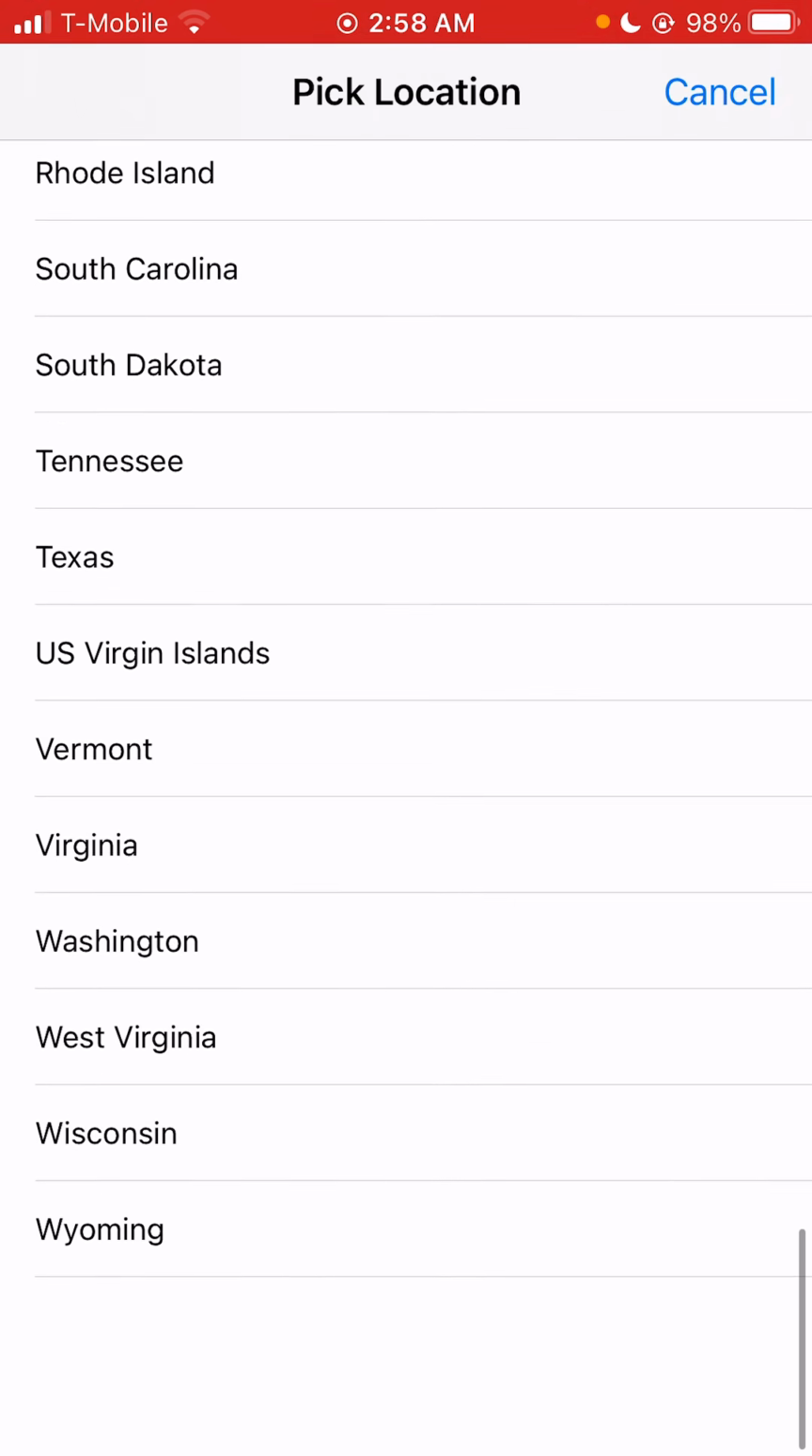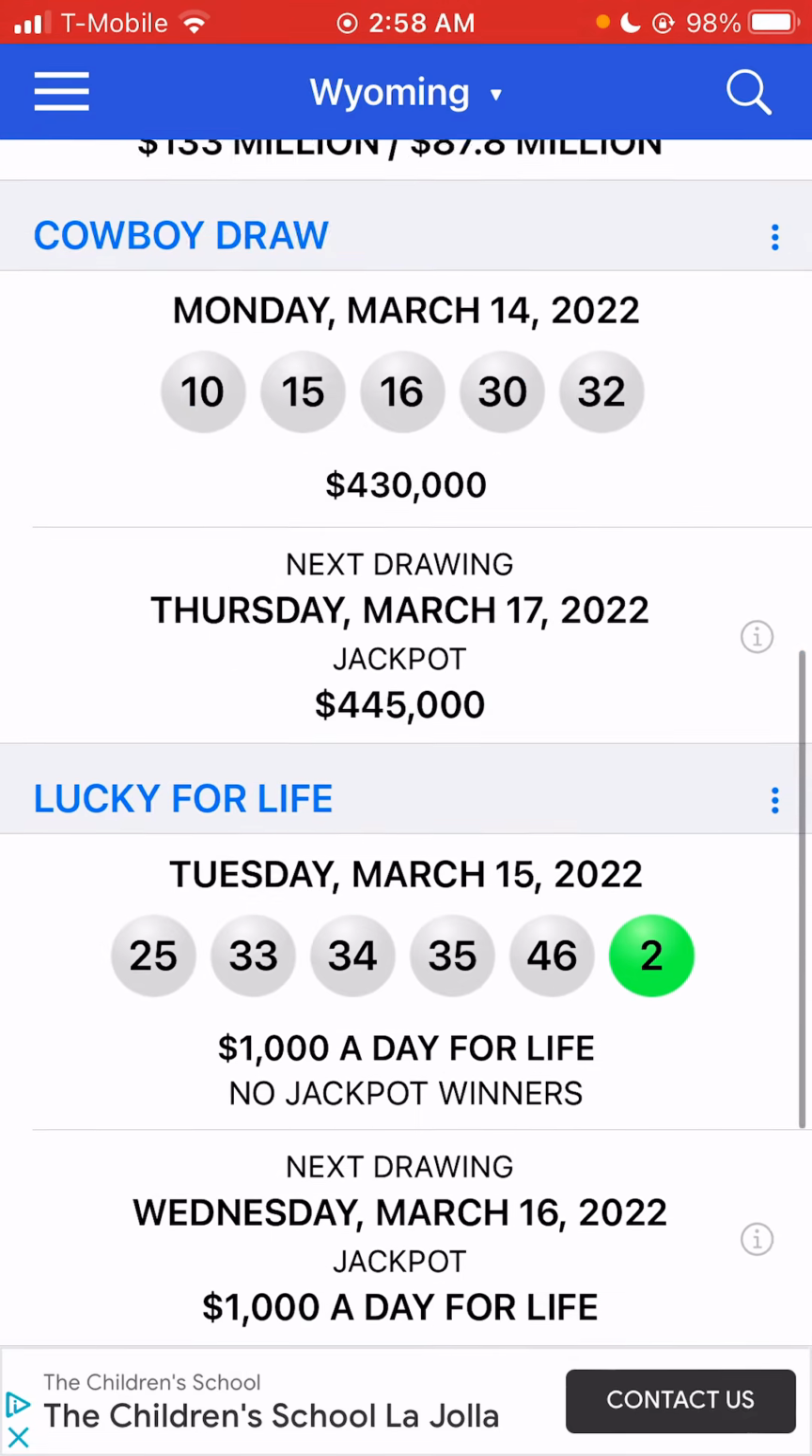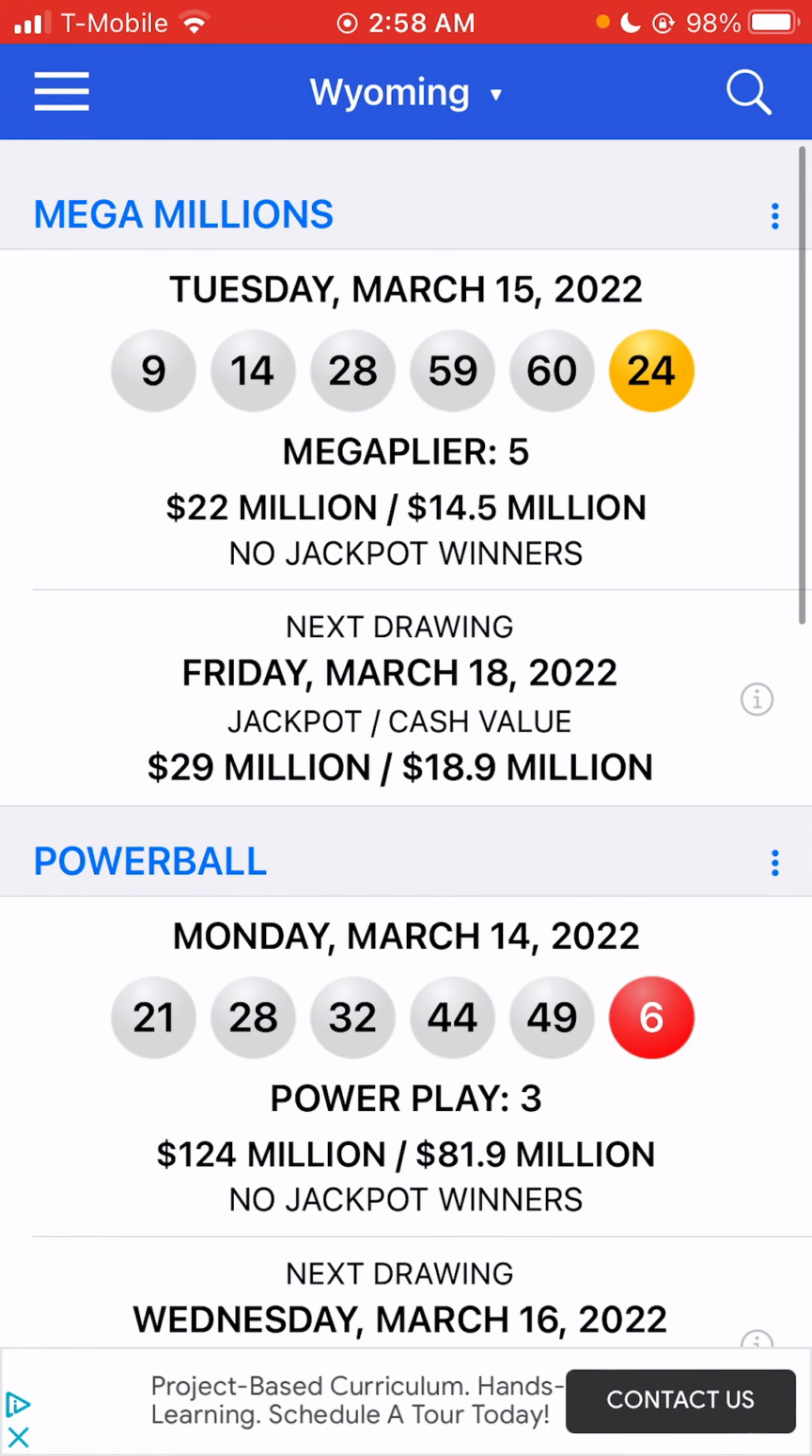And is that the last one? I don't think Wyoming has it. Nope. Okay, so those are the numbers.